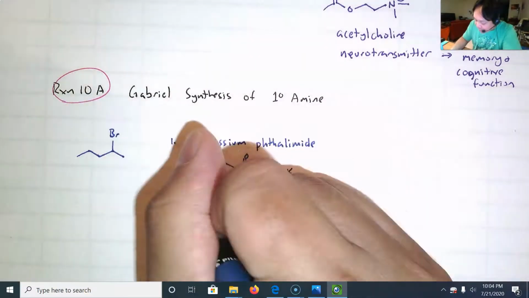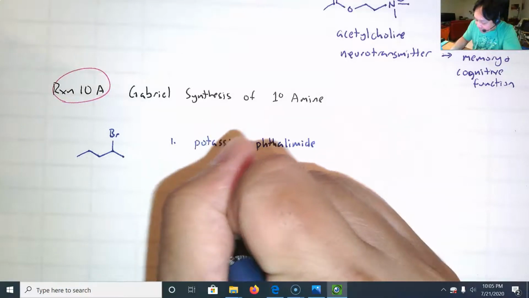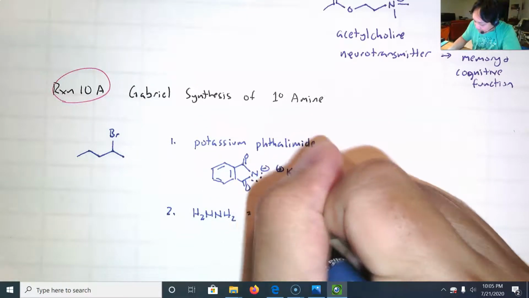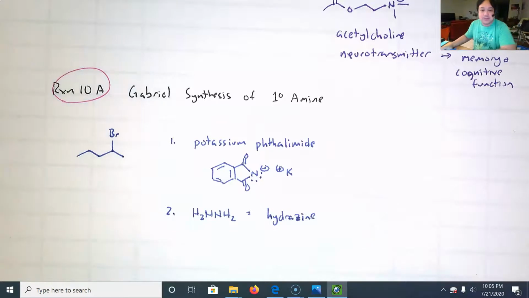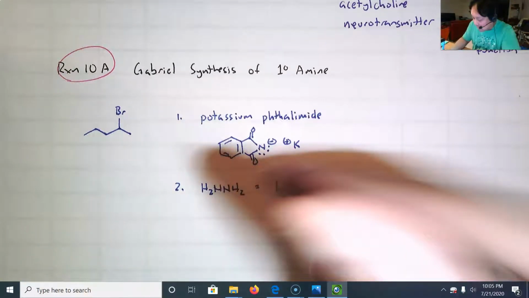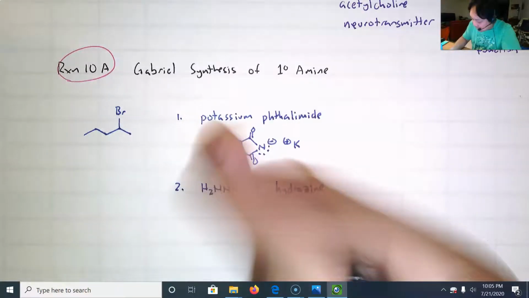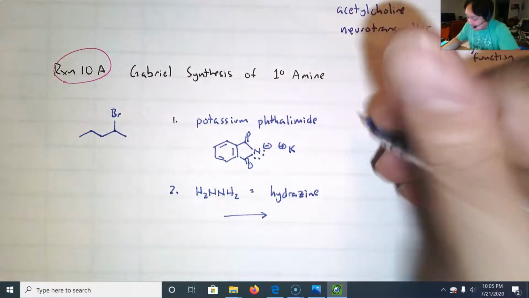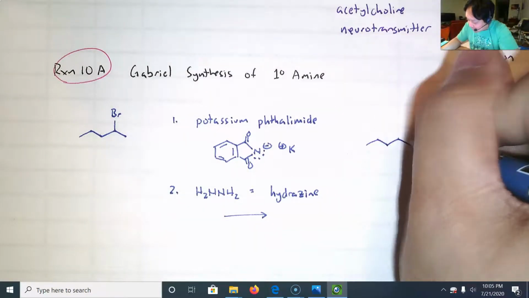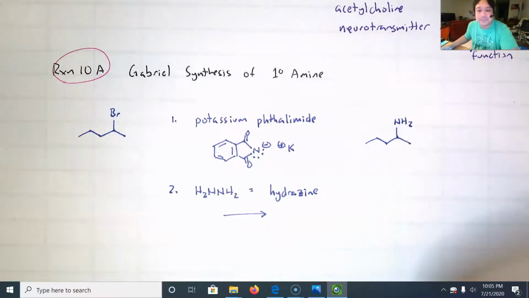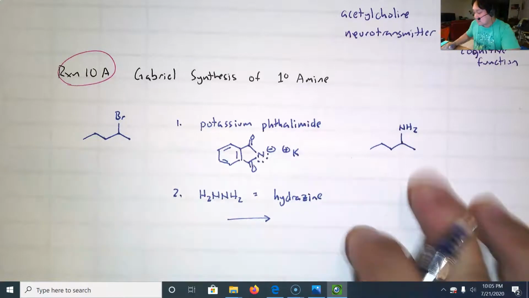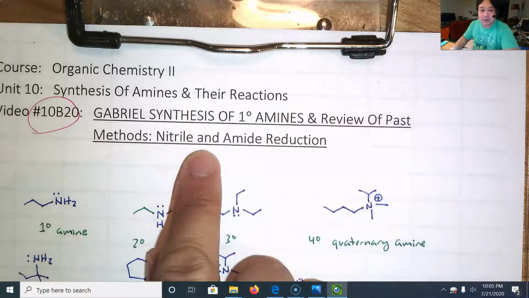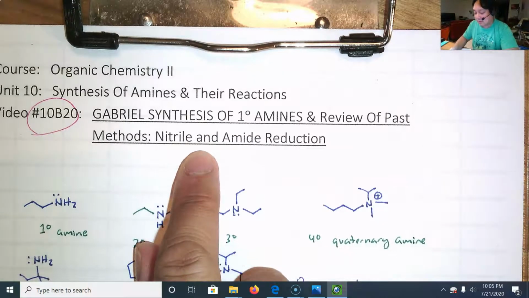The second reagent, or second reaction, I should say, is hydrazine. Remember hydrazine? Hydrazine is used in the Wolff-Kishner reduction. Okay, and yeah, I'll leave it at that. Pretty exotic reagents for the purpose of doing this. NH2. Again, this is one of the more popular ways to make a primary amine. We'll review the methods that you've known before.